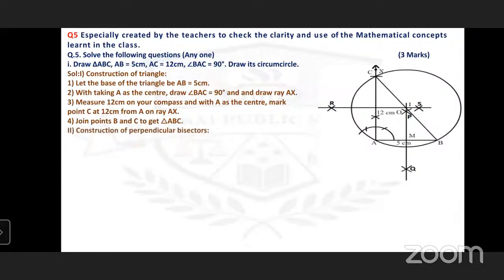Now construction of the perpendicular bisector. Now here we will draw the bisector, the perpendicular bisector. So for the perpendicular bisector, taking A as center, take more than half of side AB.